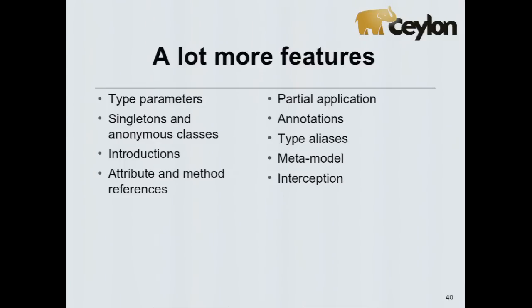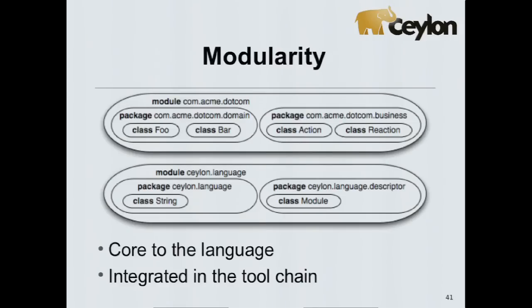I have no idea. So we have a lot more features, obviously type parameters, which we saw briefly, introductions, attribute and method reference, annotations, which are a lot more powerful than in Java because you can run real code in there. We have a type safe metamodel, interception, tons of stuff that I won't have the time to talk about today. But I want to talk a bit more about modularity.